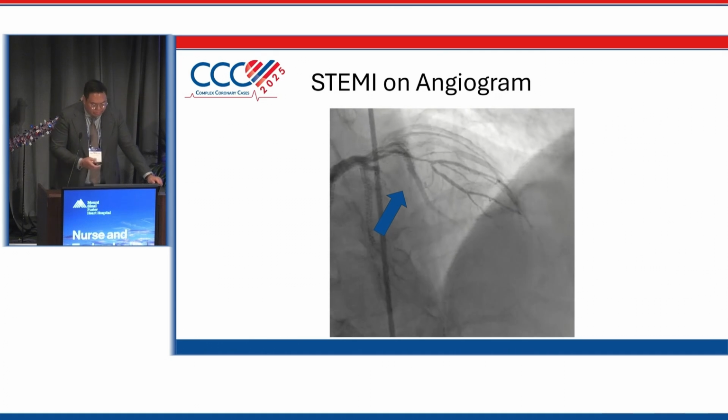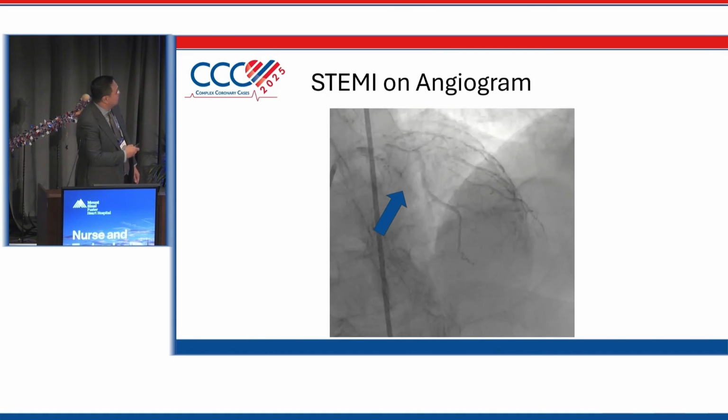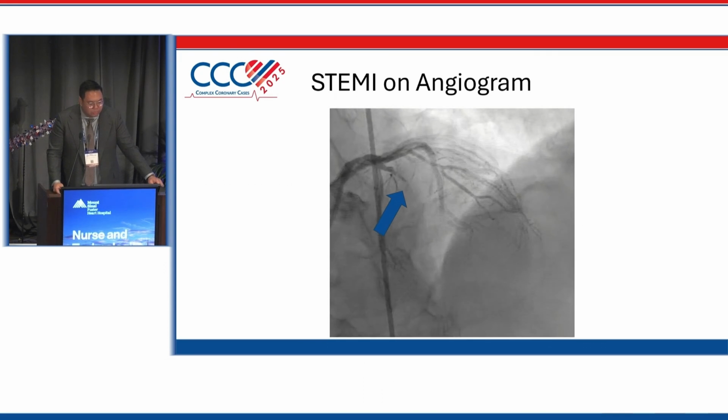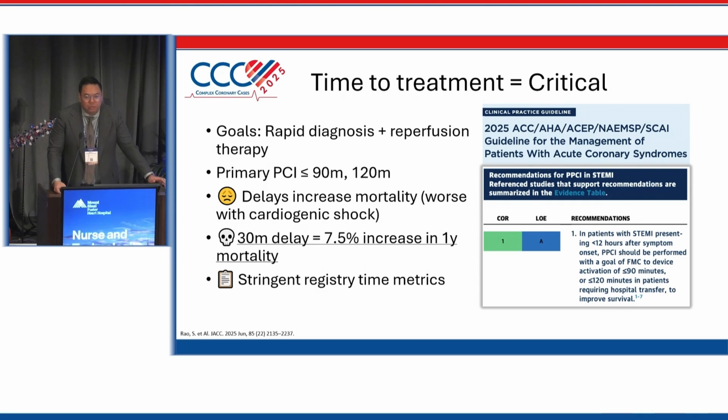So really quick, on an angiogram, you can see that the LAD is missing due to that occlusive thrombus. The two major focuses in the care of the STEMI patient are, first, rapid diagnosis. We need to know that this patient is having a STEMI. This is why we have this metric, door to EKG. We need to have that EKG done in 10 minutes.